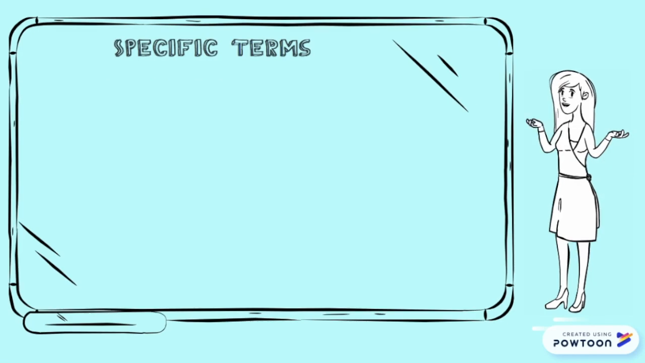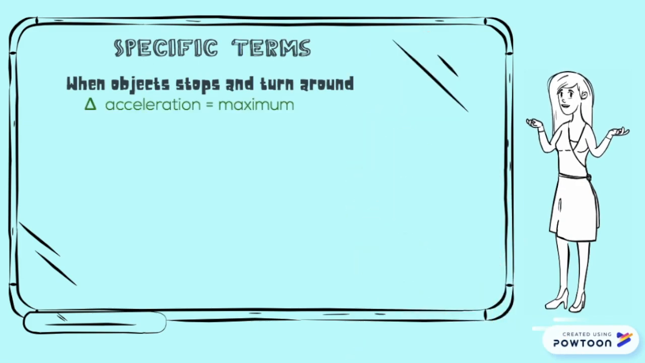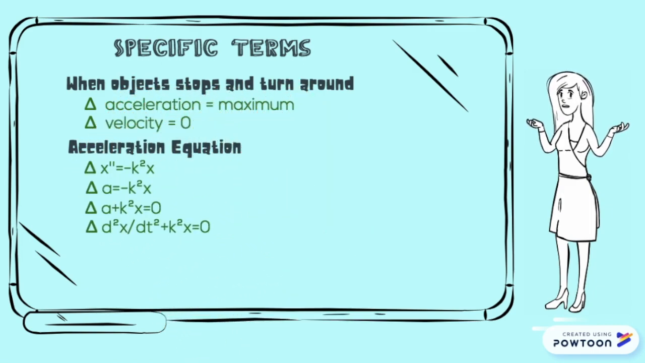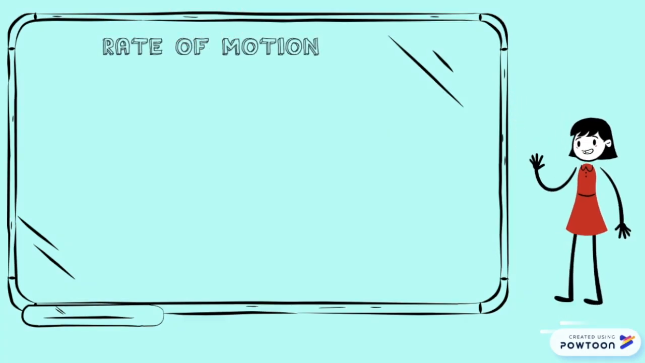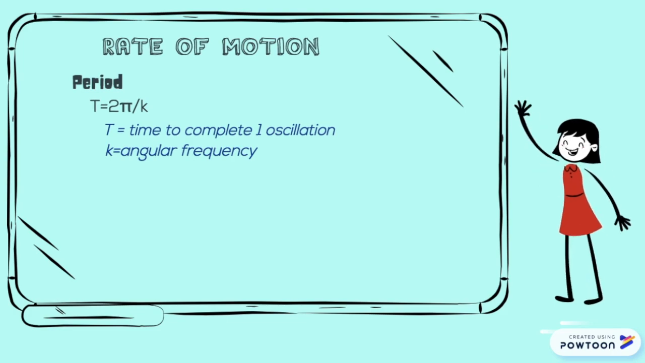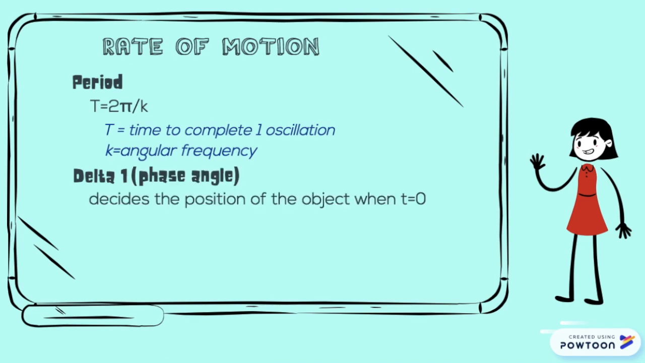When the object stops and turns around, acceleration will be maximum and velocity equals 0. The acceleration equation can be derived into the 4 equations above. The equation for the period is big T equals 2 pi over k. T is the time needed to complete one oscillation and is known as the period, and k is the angular frequency.